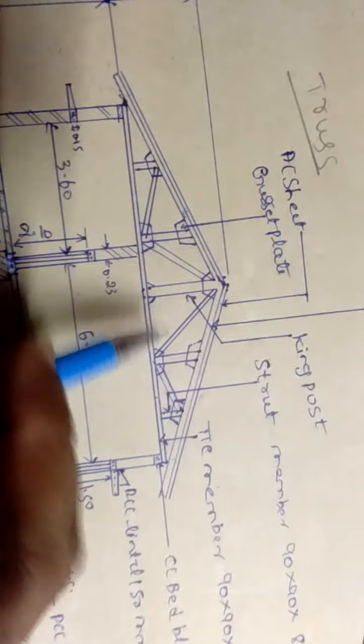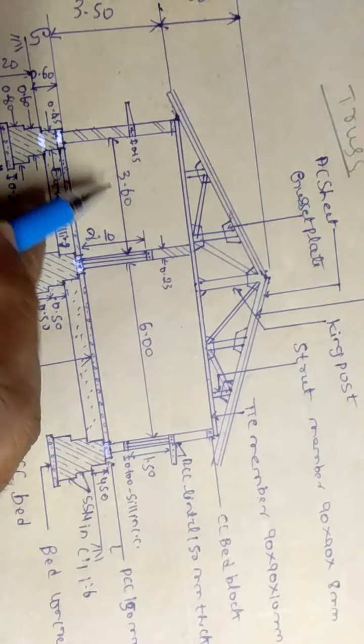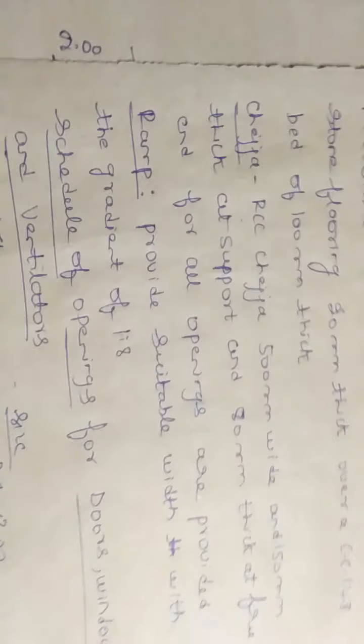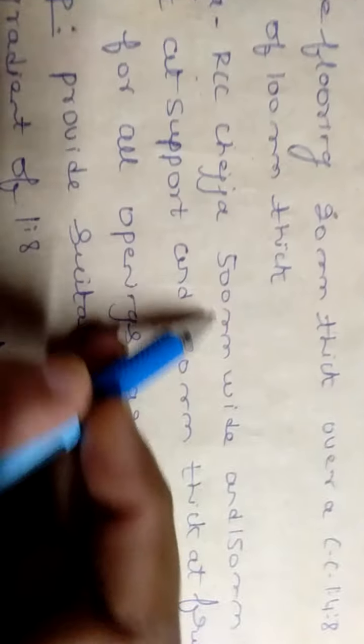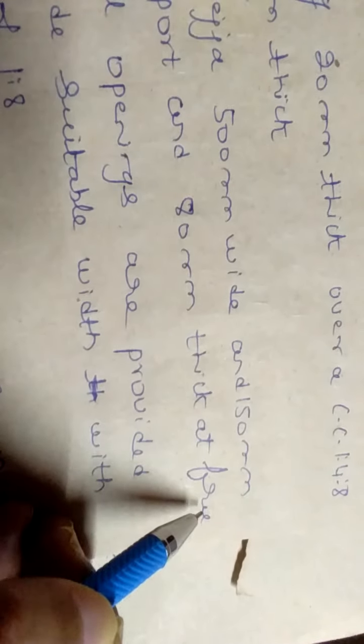So from the last video, we had seen the section, how we had taken it. Just let us see the lintel, chhajja and all. In the question, what details they have given, let us see. The chhajja they have given is 500 mm wide and 150 mm thick at the support and 80 mm thick at the free end.